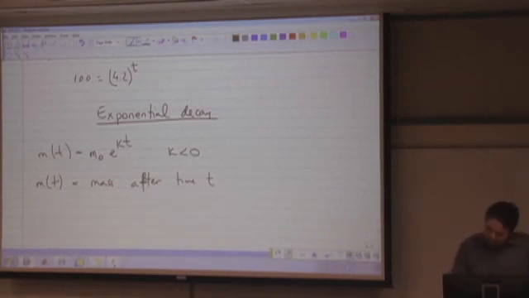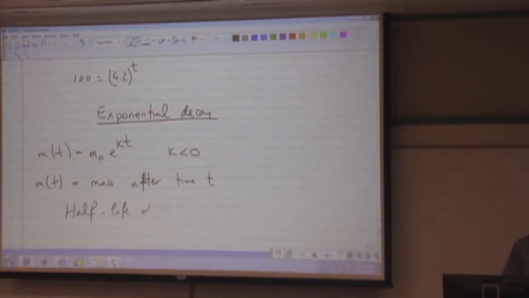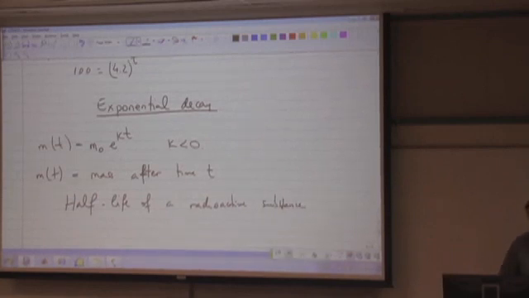Okay, so I'll skip example 2 since you've seen that before. Actually, no, let's do that before. Would you guess what the half-life of a radioactive substance is? So the question is, after how long is the mass of the substance half?